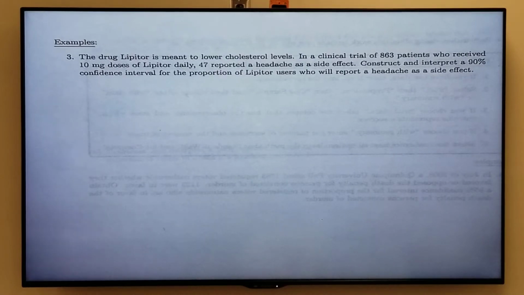So this one says, the drug Lipitor is meant to lower cholesterol levels. In a clinical trial of 863 patients who received 10 milligram doses of Lipitor daily, 47 reported a headache as a side effect. Construct and interpret a 90% confidence interval for the proportion of Lipitor users who will report a headache as a side effect.